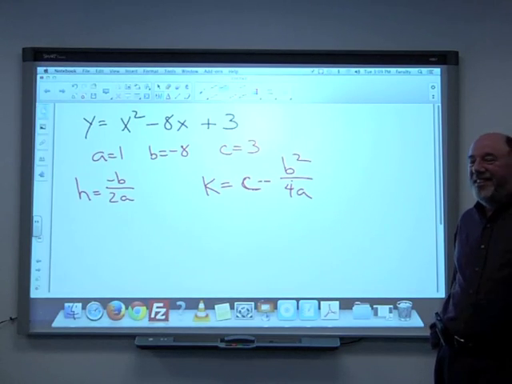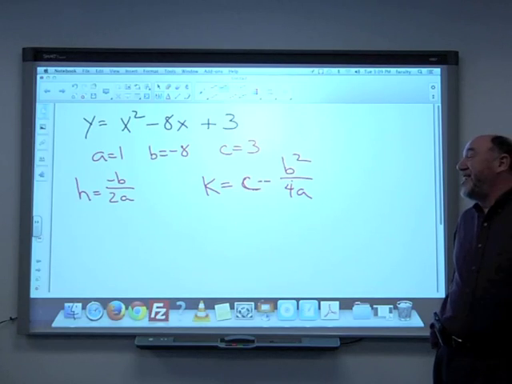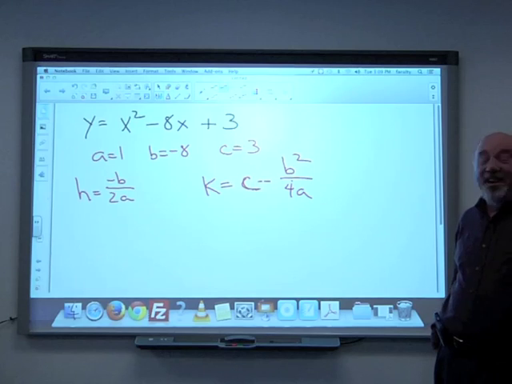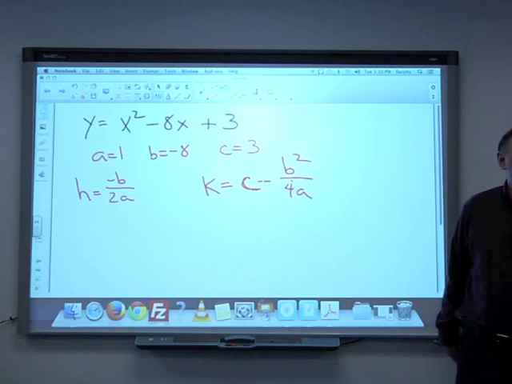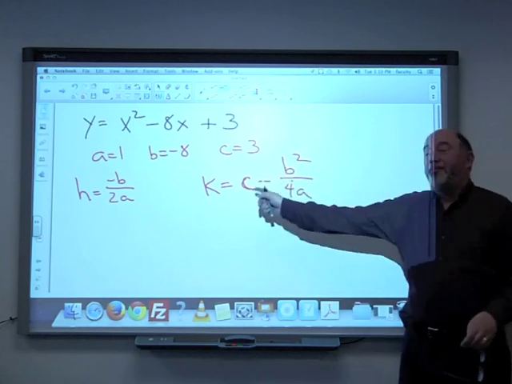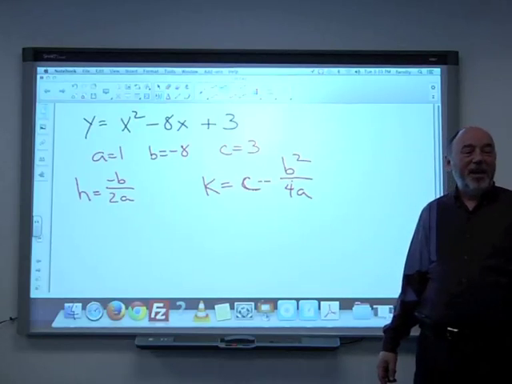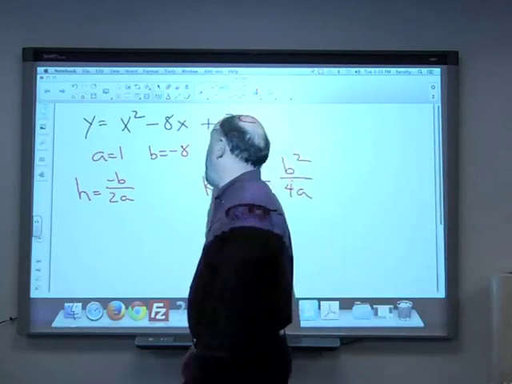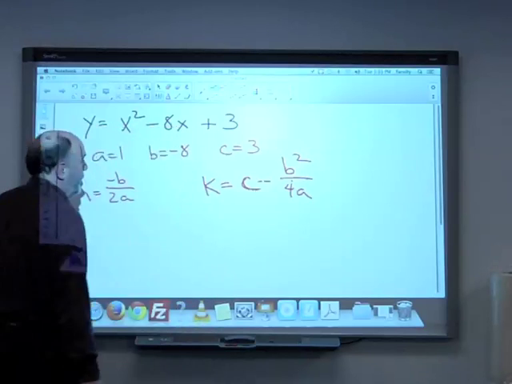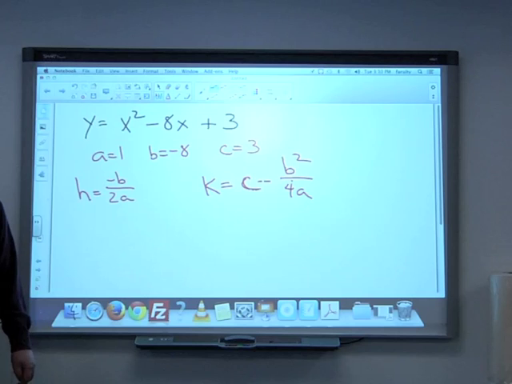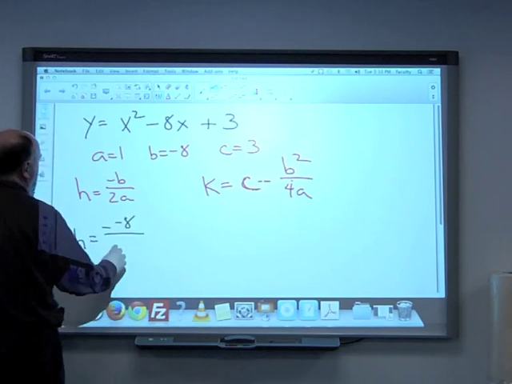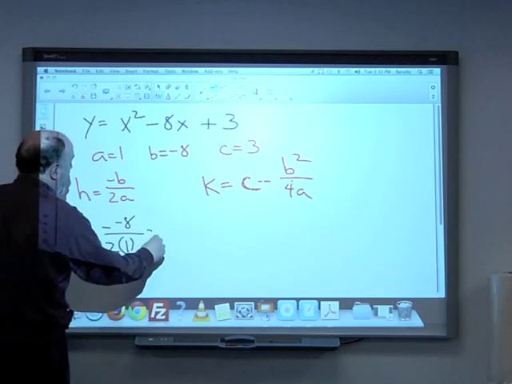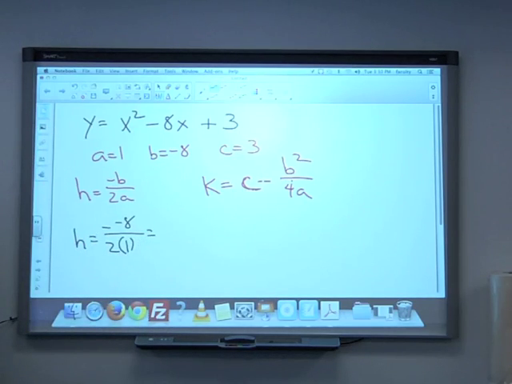Okay. So in this case, A is 1, B is -8, and C will be 3. Now I'm going to take those numbers and plug them in here, and I can calculate the value of H and the value of K. What you get is -B over 2A. That's just the formula. So my H is going to be negative minus 8 over 2 times 1, and that comes out to be 4.